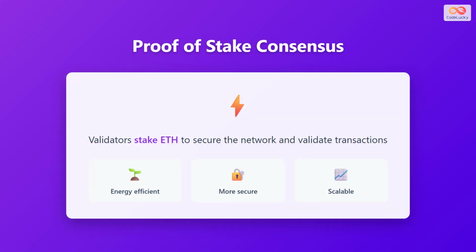Ethereum uses a consensus mechanism called proof of stake. In this system, validators stake ETH, the network's currency, to secure the network and validate transactions. This approach is significantly more energy efficient than traditional mining, more secure against certain types of attacks, and more scalable for future growth. Validators are rewarded for honest behavior and can be penalized for dishonest actions.